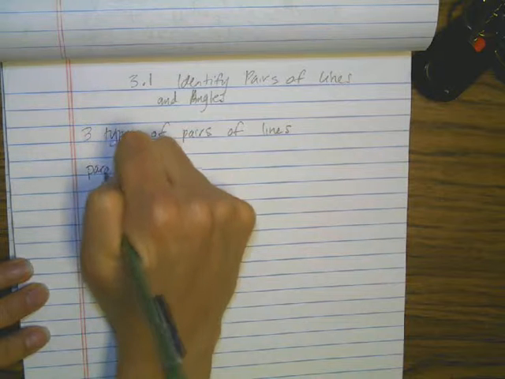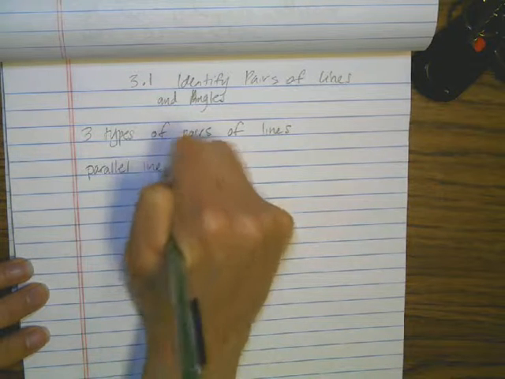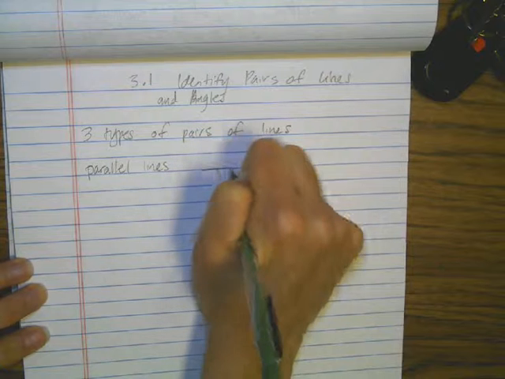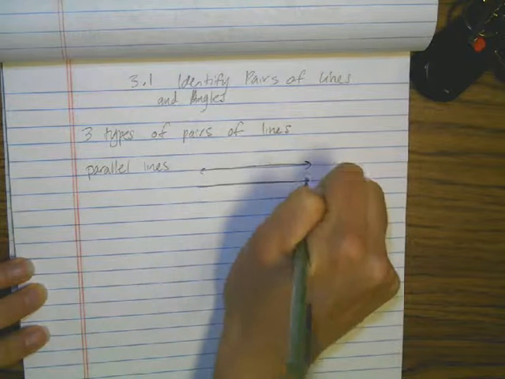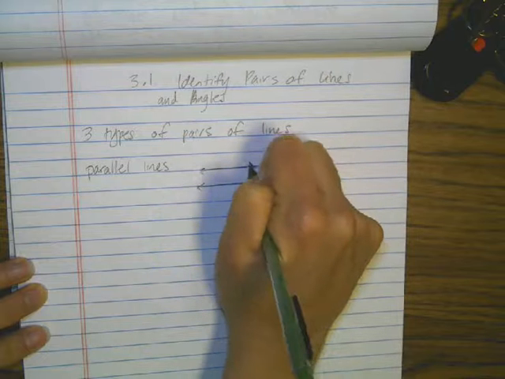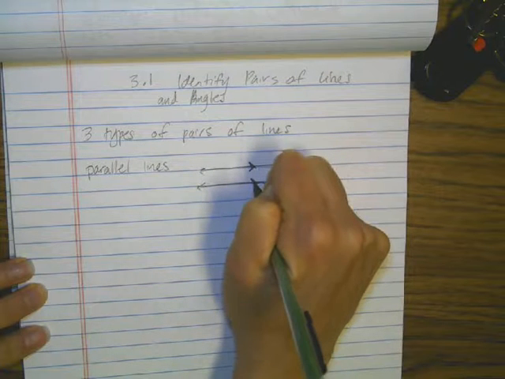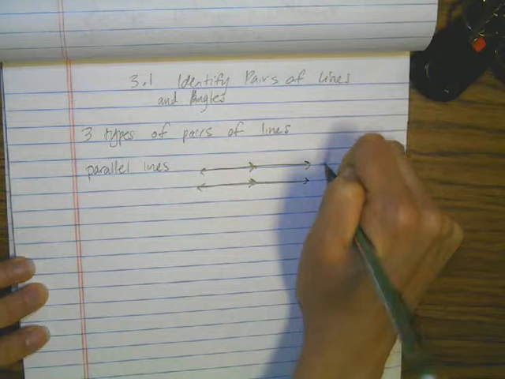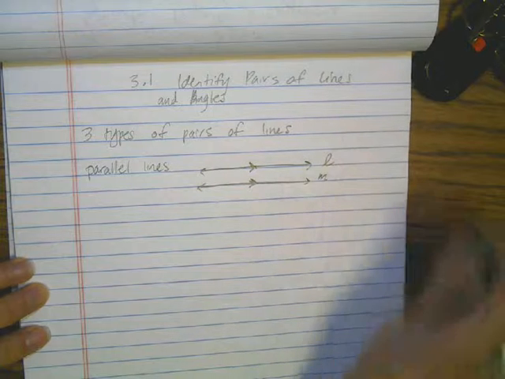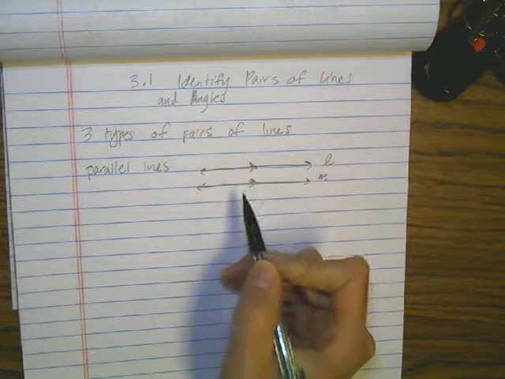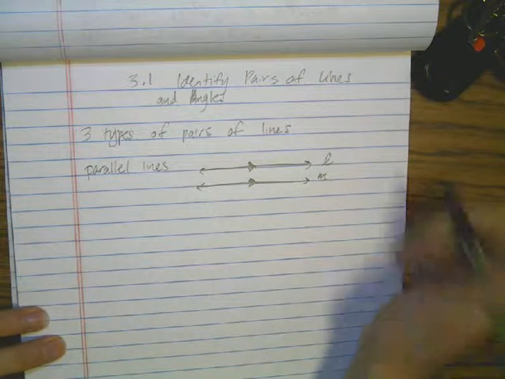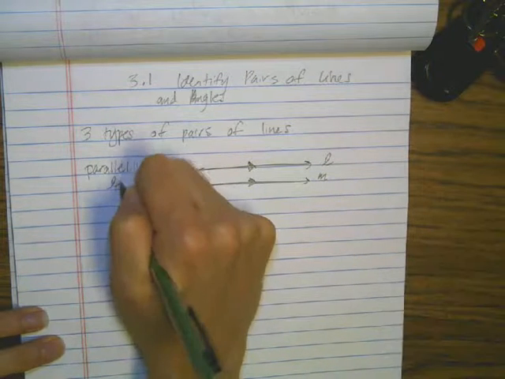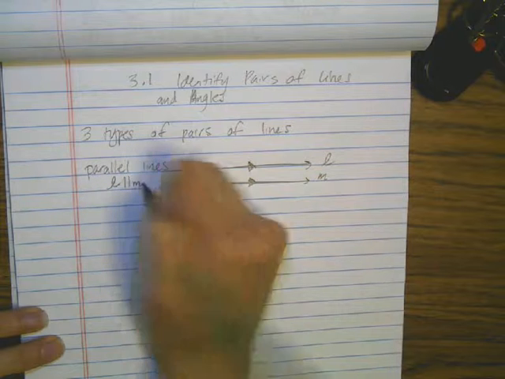There are parallel lines, which look like this. And they have, in the middle of them, like if this is line L and this is line M, they have two little arrows pointing the same way to show that they are parallel. In your book, those little arrows are red. You write that as L is parallel to M.